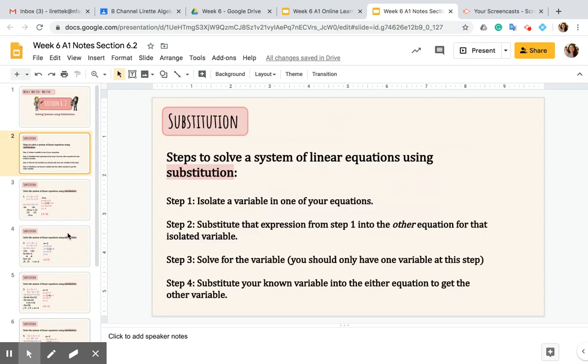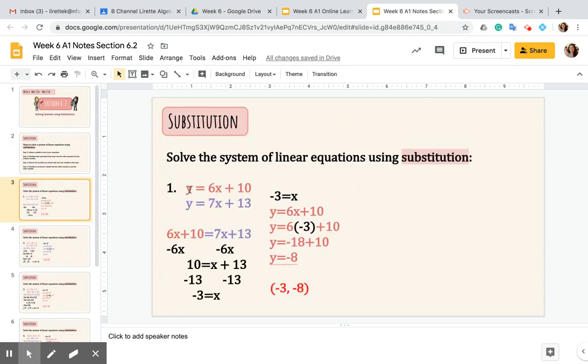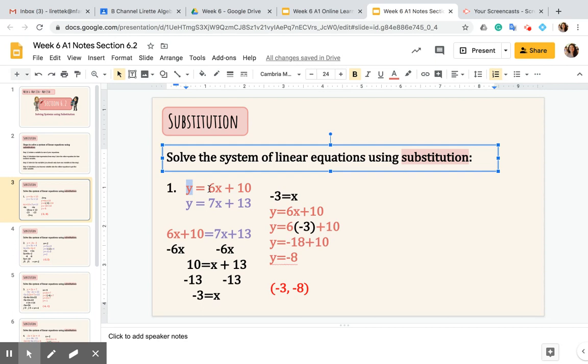So to recap, you're going to make sure that a variable is isolated. Pretty much in all of them, I'm going to give that to you. You're going to take the expression that's equal to an isolated variable, substitute it for that same variable in the other equation, solve for that variable, take that known variable, substitute it into either equation, solve for the other variable, and write your answer as an ordered pair.